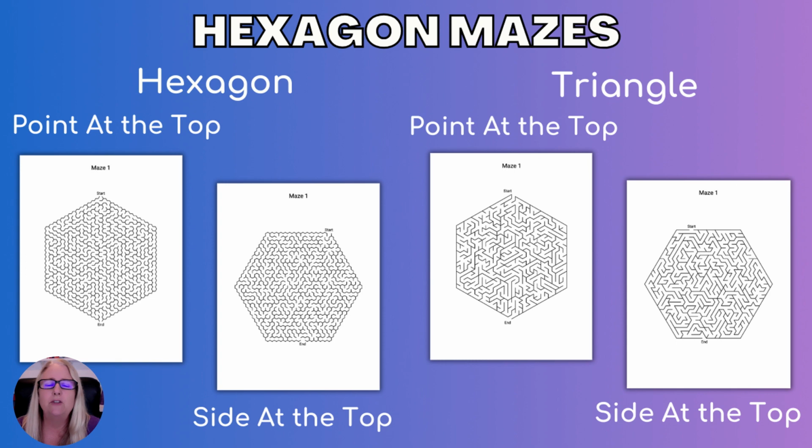The next type of maze you can create are hexagon-shaped mazes. For this maze type, you can either have the point at the top or the side at the top, and select between hexagon and triangle for the inside shape of this maze type. You can set the maze height for these mazes with values ranging between 5 and 40.